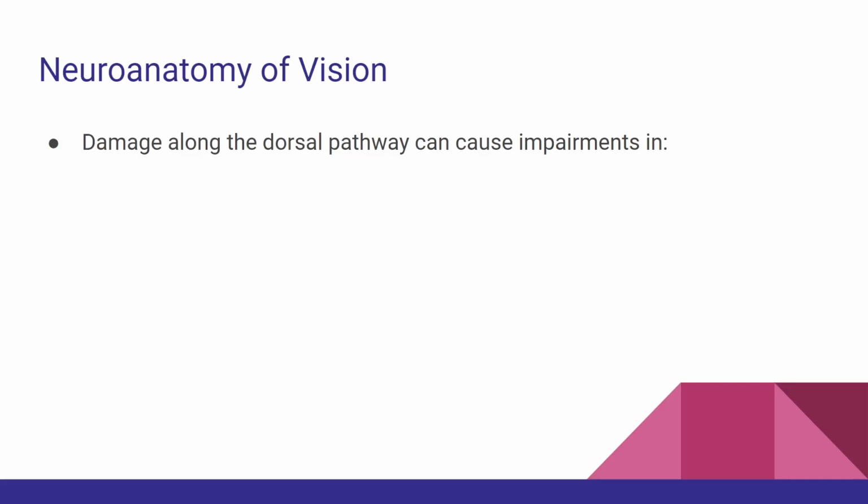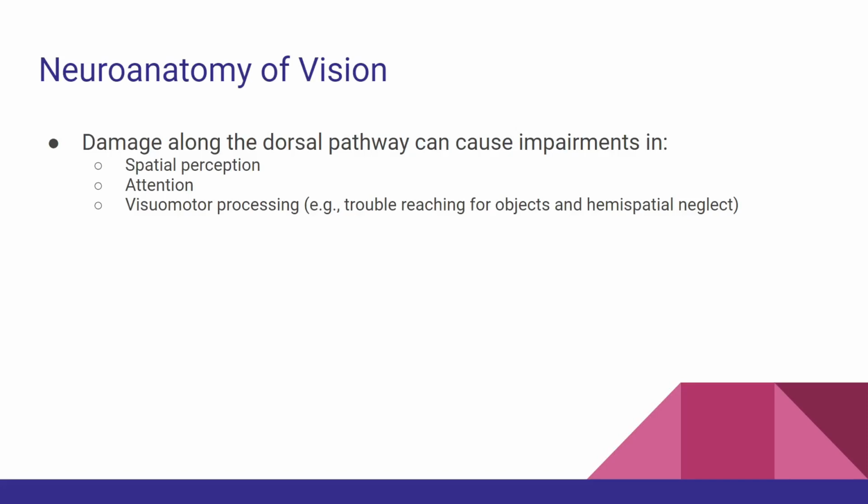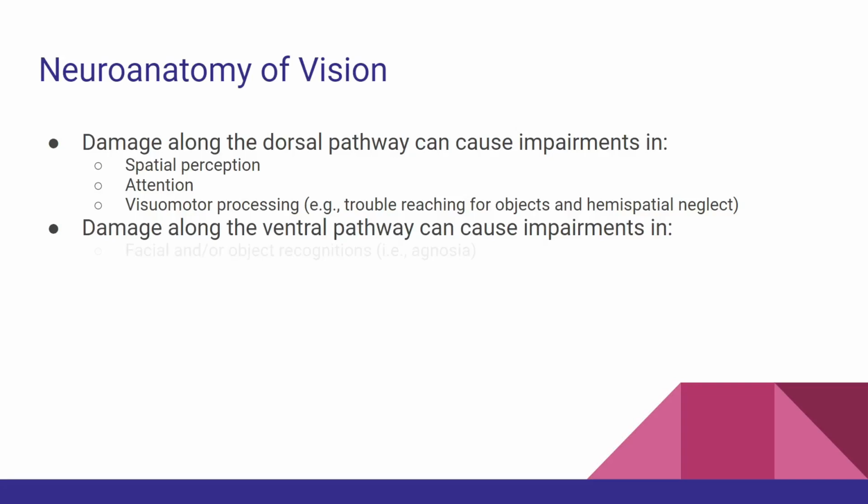Damage along the dorsal pathway can cause impairments in things like spatial perception, attention, visual motor processing, so like reaching out for a door handle and missing it, or can cause hemispatial neglect, which is difficulty processing information coming from a specific hemifield of your vision. Hemifield being a way of describing if you were to lose sight from half of what you could see, either temporally or nasally.